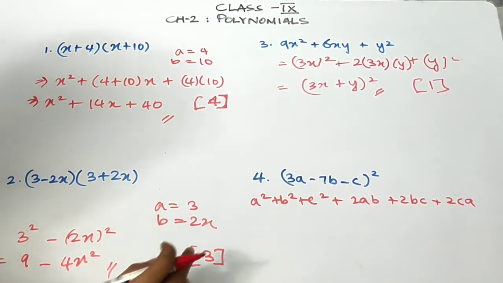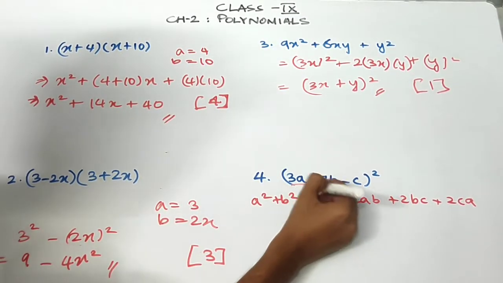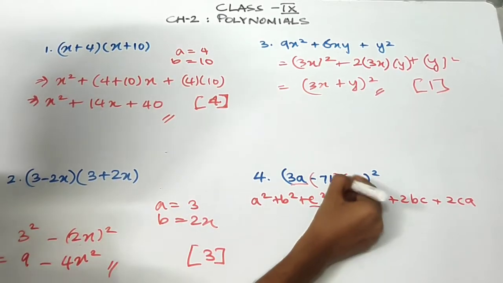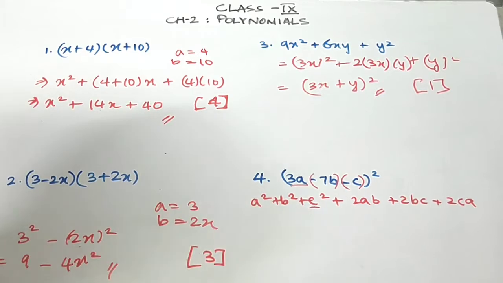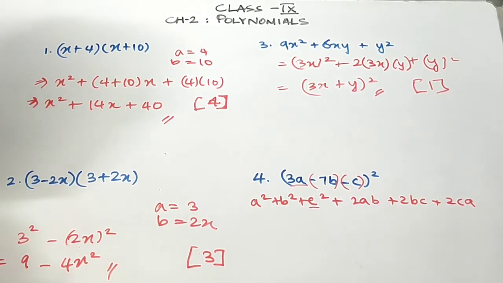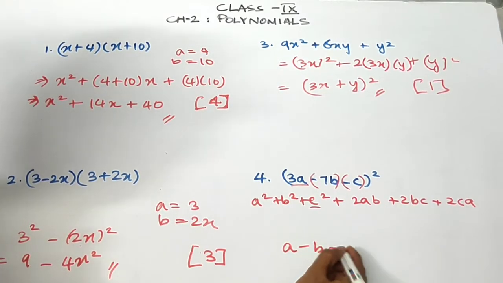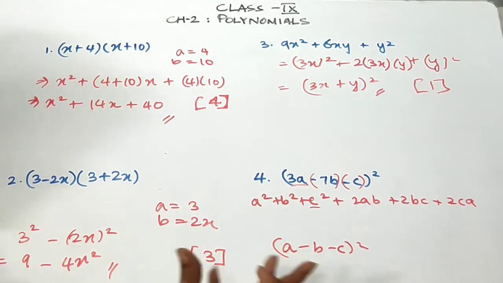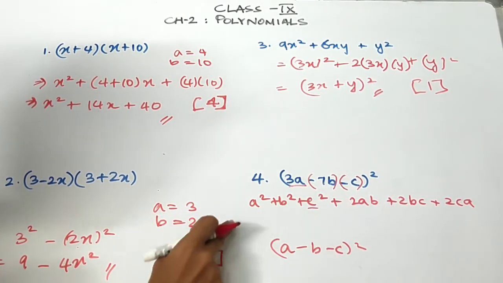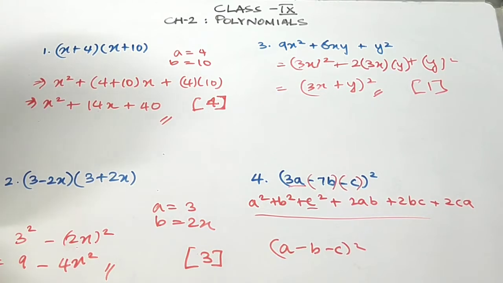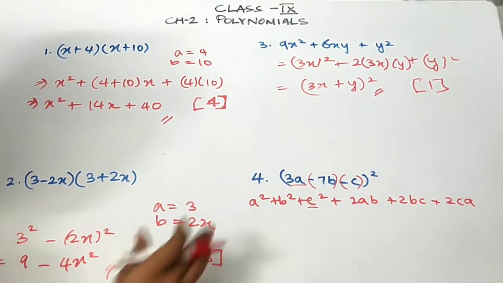Now, what you do over here is, instead of a, you have to substitute 3a. Instead of b, you have to substitute minus 7b. And instead of c, you have to substitute minus c. Take the individual things with the sign, so that you don't need to memorize every formula for everything. Now, if you specifically recognize this, then this should actually be a minus b minus c the whole square. This should be a specific formula and you have to memorize it. But instead of that, if you take it with the sign, then only this formula is enough to solve this problem.